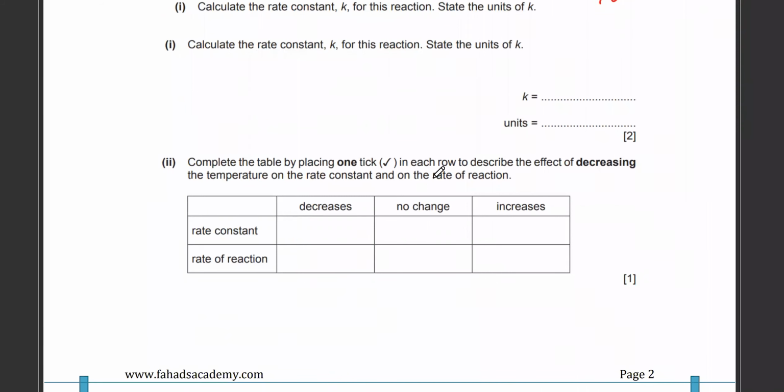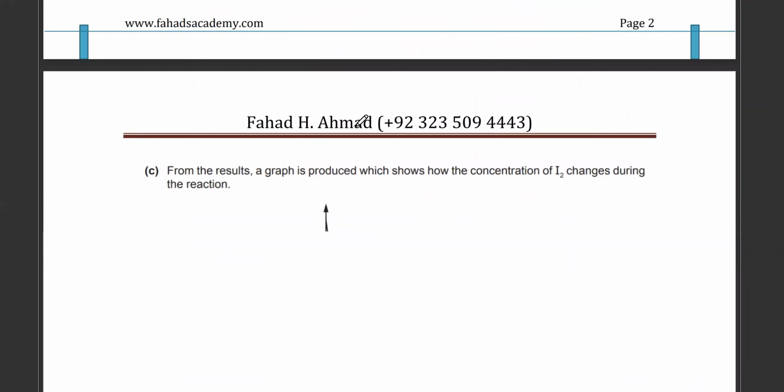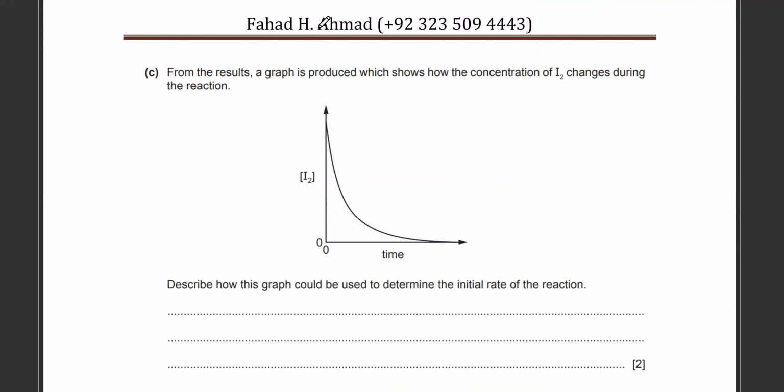अच्छा, if I complete the table placing one tick, what is the effect of decreasing temperature on the rate constant? तो उसकी वैल्यू छोटी हो जाएगी. अगर वो बढ़ाने से increase होता है, if you decrease it, it's going to become smaller. And the rate of the reaction would also decrease. Remember, whenever you decrease temperature, the rate of the reaction would also decrease. So what's going on over here?